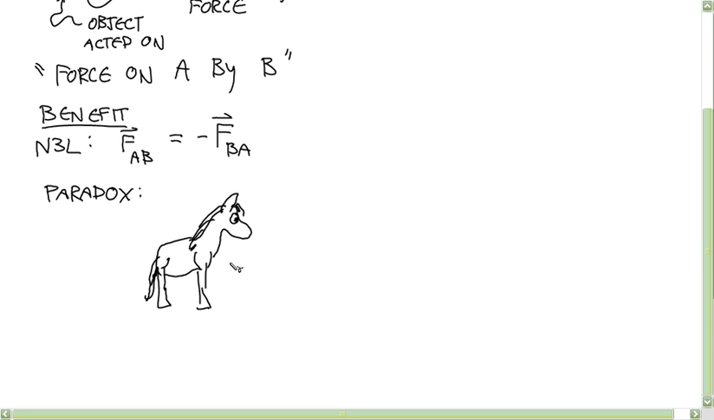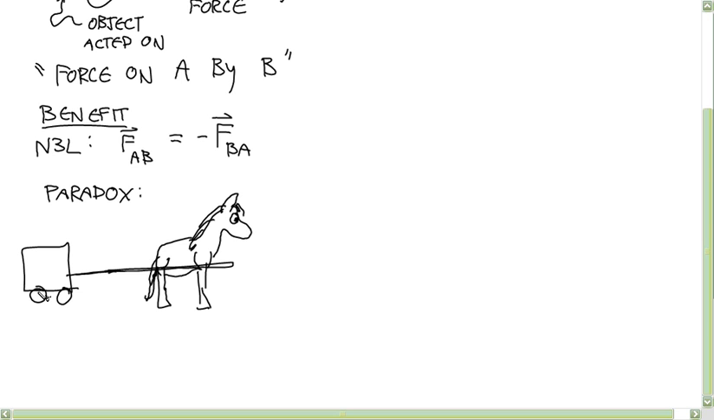And its driver hooks up a cart to it. And you can tell just looking at this horse that he's lazy. His driver hooks up this cart to him and says, pull this cart into town. And the horse goes, don't you know anything about physics? If I pull on that cart, I apply a force to that cart. That cart applies an equal and opposite force to me, and we don't go anywhere, right?